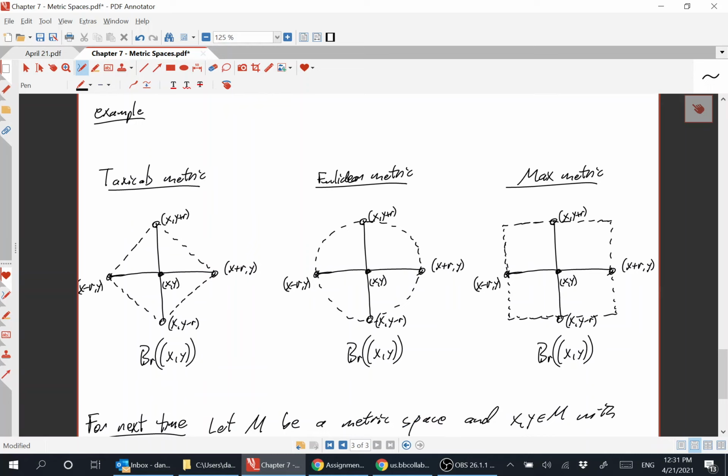So for examples, in R cross R, in the xy plane, the open ball around (x, y) in the taxicab metric looks like this. Here's (x, y), x plus r, y plus r, and then subtracting r from x and y. So you have this diamond here. In the Euclidean metric, the ball of radius r around (x, y) is the disk, not including the boundary. That's why I have that dashed line. And then in the max metric, the ball of radius r around (x, y) is this big square here.